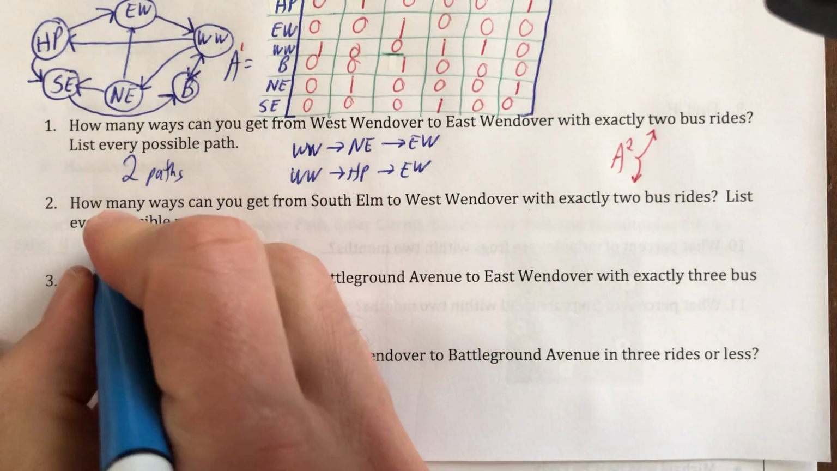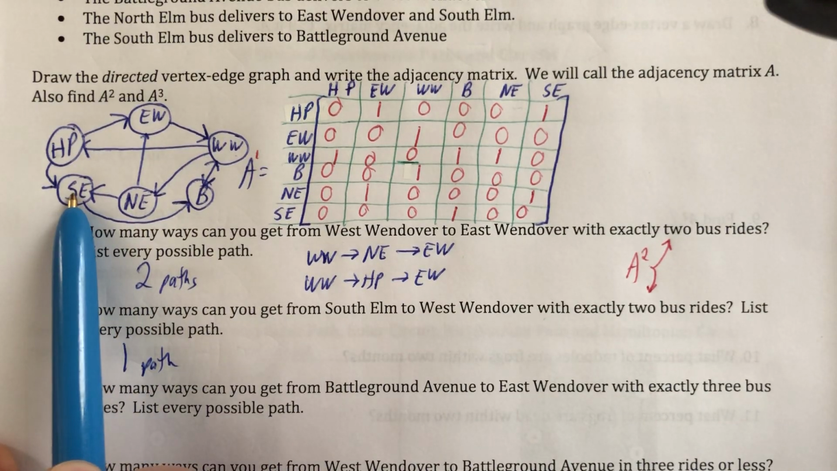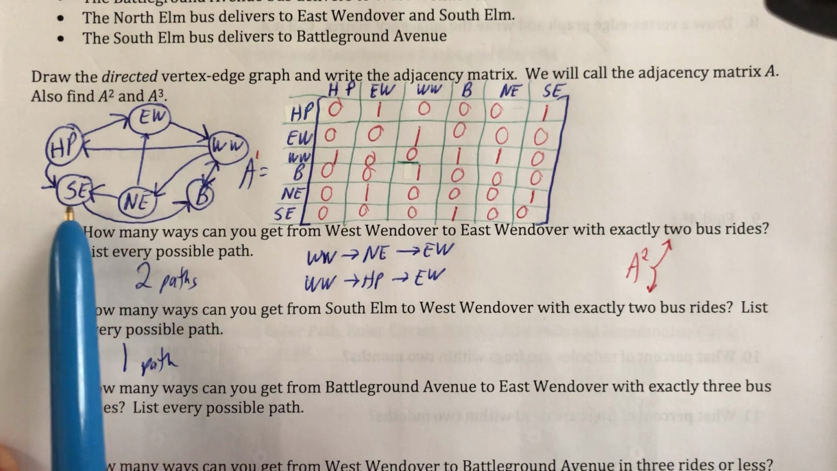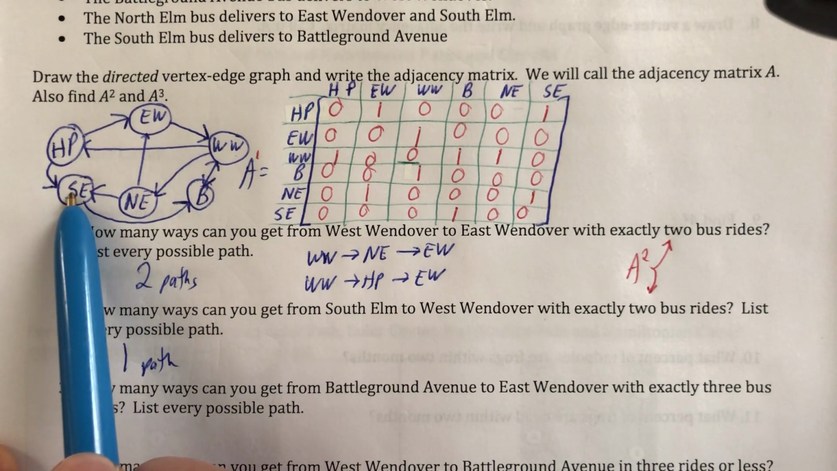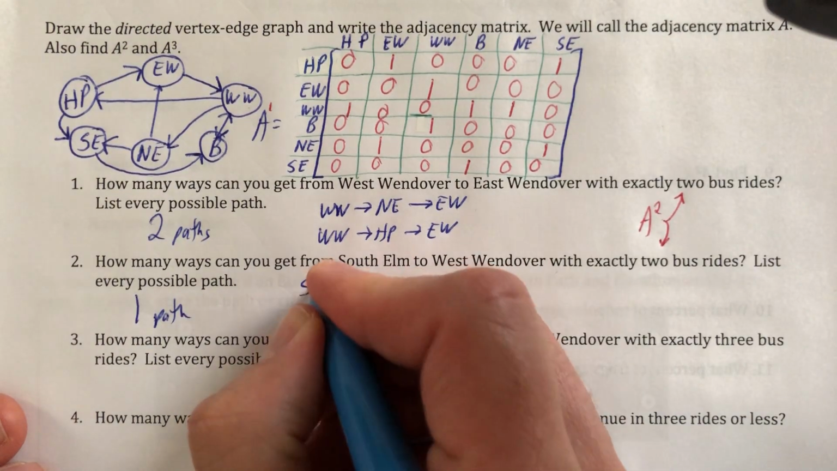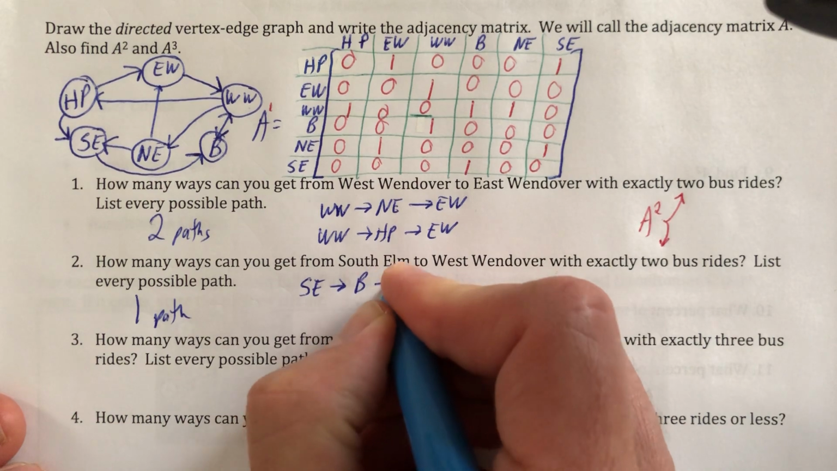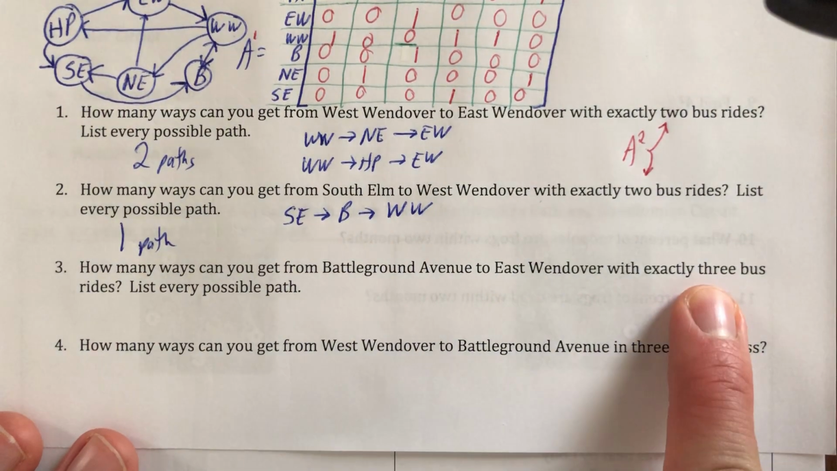So there is 1 path, and I want to find it going from South Elm to West Wendover, and I'm looking for it now. Let's see. Nope. Nope. Yes. Battleground to West Wendover. So I start at South Elm, I go to Battleground, and then I go to West Wendover. Okay, let's keep moving. Exactly 3 bus rides.